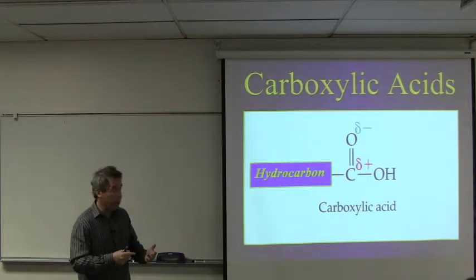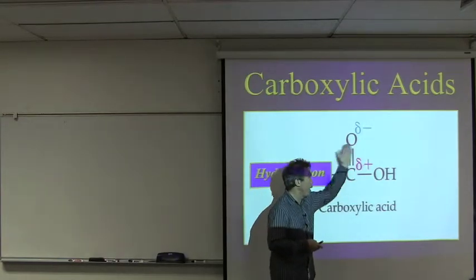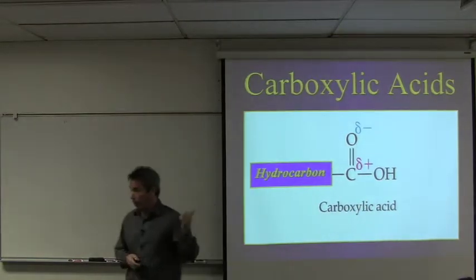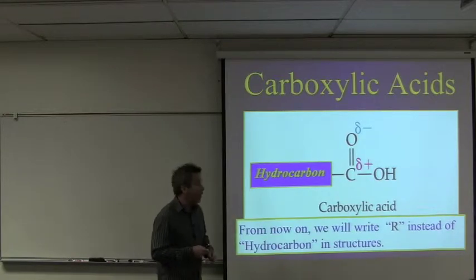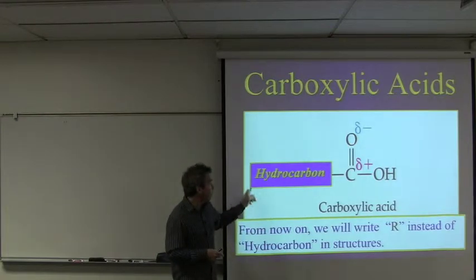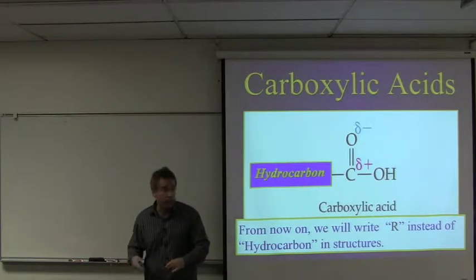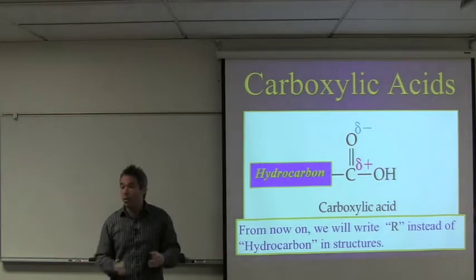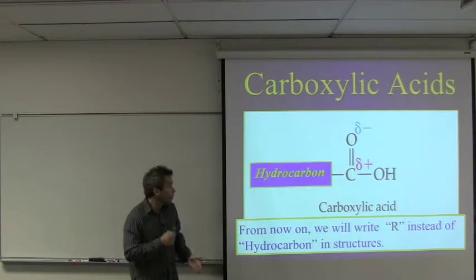The general form of a carboxylic acid is this. You have a hydrocarbon connected to a carboxyl group. This is a carboxyl group over here. We've seen this before. We were first introduced to these in an earlier chapter. What we're going to do from now on, instead of having a big box that says hydrocarbon, we want to save some time. So instead of that, we're going to use the symbol R. R represents any hydrocarbon. It could be methyl, it could be ethyl, it could be propyl, it could be a long branched hydrocarbon, just any hydrocarbon. We're going to write R instead of this box right there.